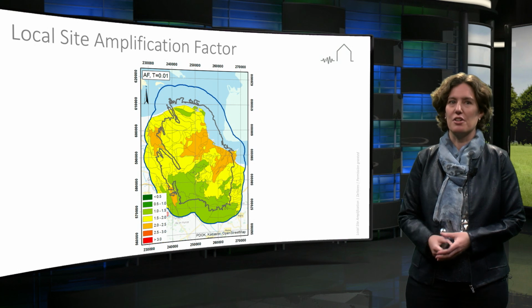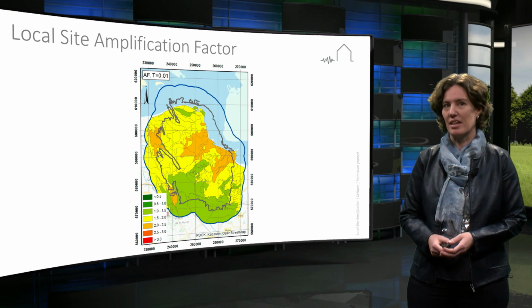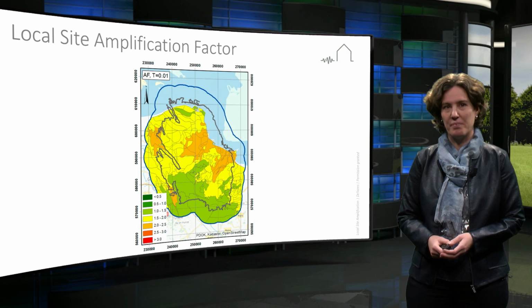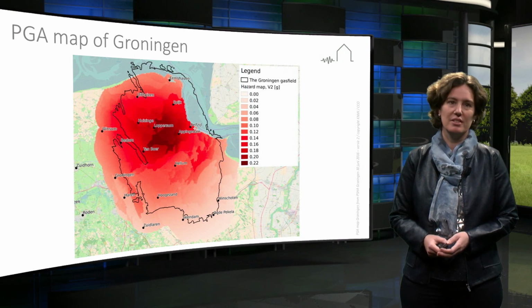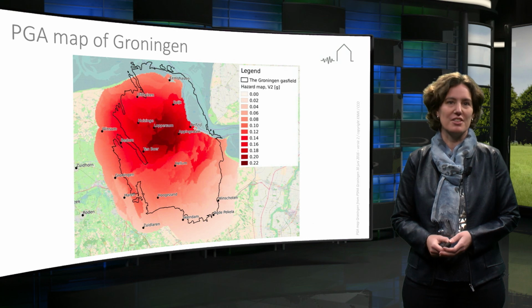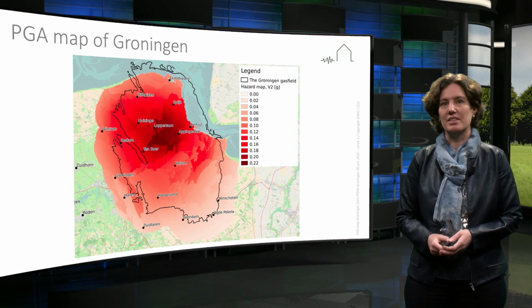This image shows the local site amplification across the Groningen region. The orange color shows areas where the amplification is twice as high as in the green area. In current maps predicting the peak ground acceleration that you have already seen in previous presentations, this effect is taken into account. That is why you see these irregular shapes.